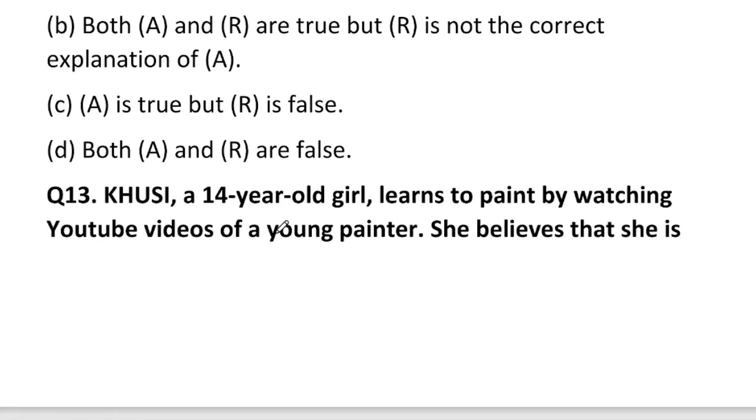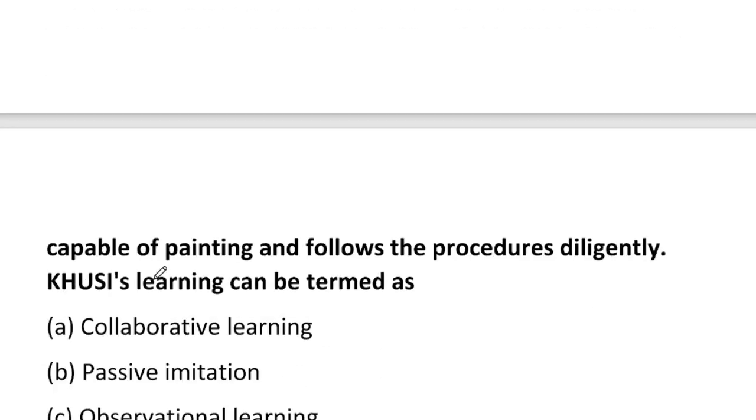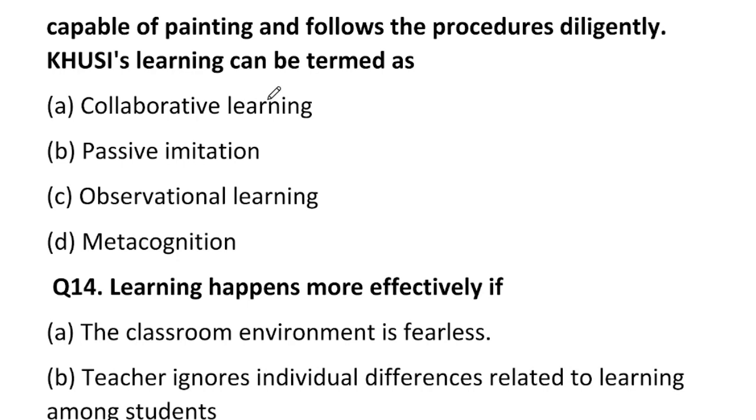Khushi is a 14-year-old girl who learns to paint by watching YouTube videos of a young painter. She believes that she is capable of painting and follows the procedures diligently. Khushi's learning can be termed as collaborative learning? No, collaborative learning is done in a group of 4 to 6 members, or more than 2 members. Passive imitation, no, this is not imitation. Observational learning, metacognition. Yes, observational learning is the right answer.